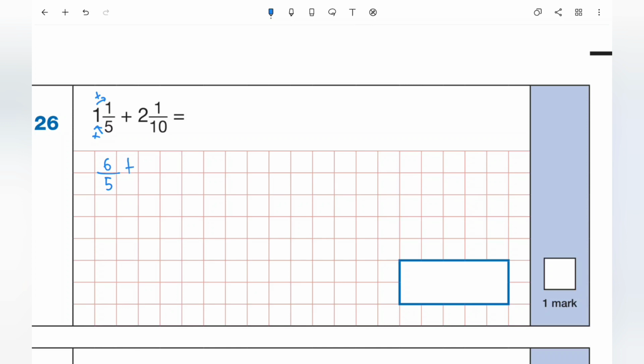Same thing for the second one. We do 10 times 2 plus 1. Okay, so 10 times 2 is 20. 20 plus 1 is 21. So 21 over 10. We keep the denominator the same.